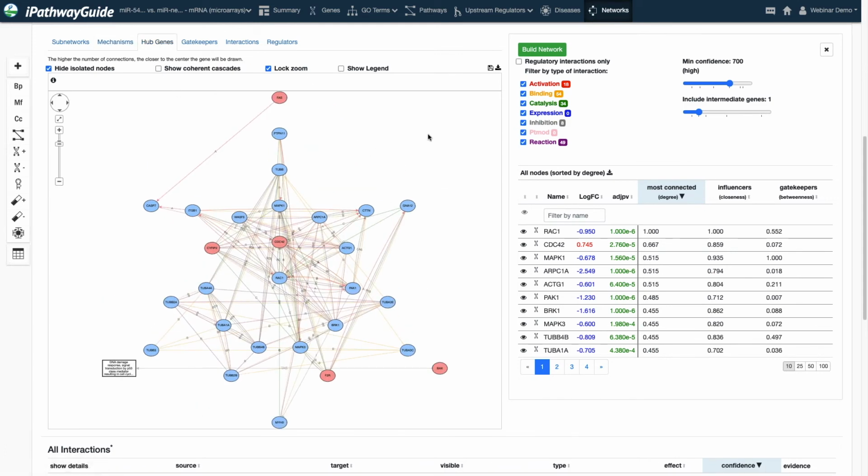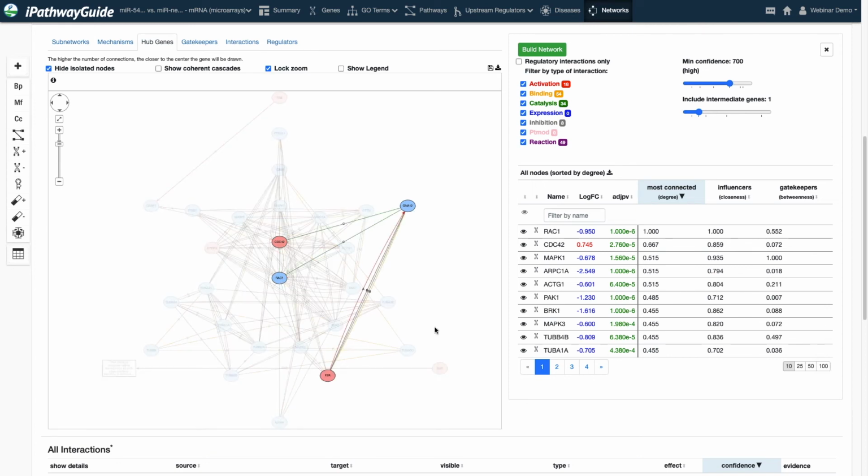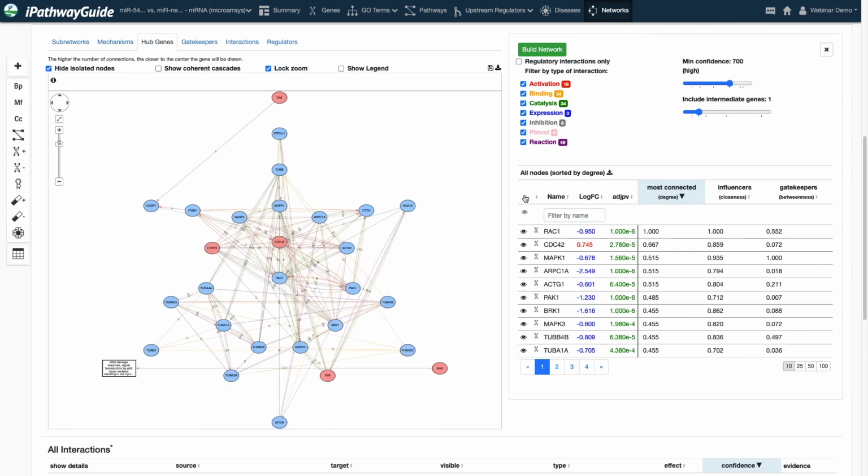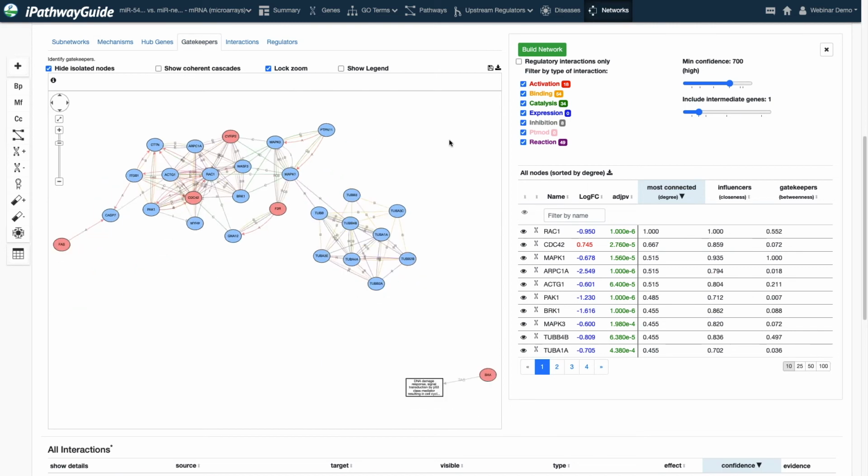Hub genes is the default layout. These genes are arranged so that the ones in the center have the highest number of connections, of neighbors, and the ones on the edges have the fewest. Gatekeepers emphasizes the places where, I'd like to think of them as bottlenecks, essentially. If you're passing a message from one end of the network to another, the gatekeepers are the ones that are almost certainly going to be hit.